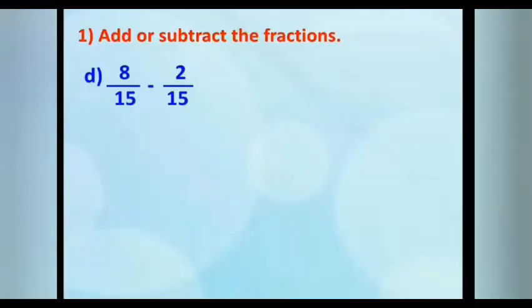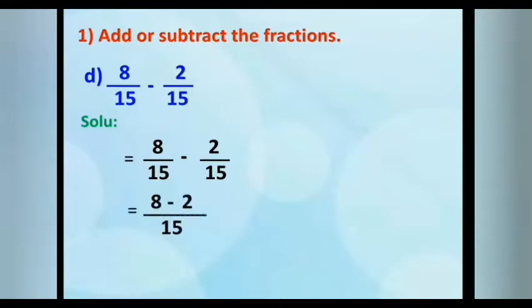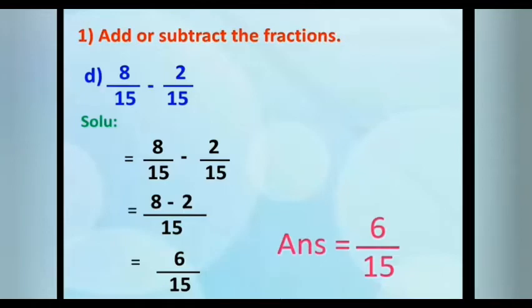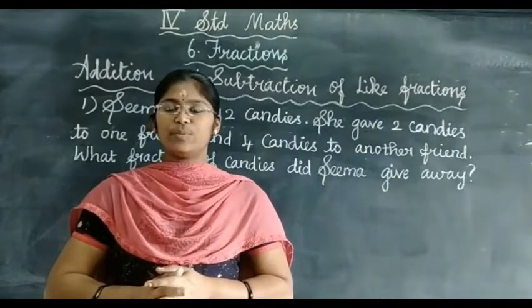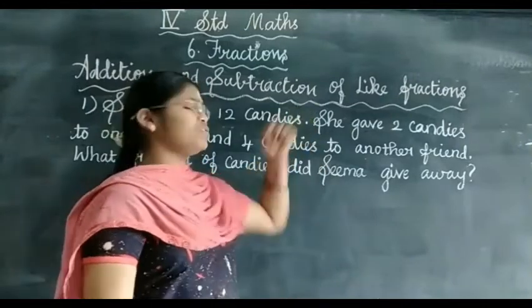The question is 8 by 15 minus 2 by 15. Solution. 8 by 15 minus 2 by 15. Here, the numerators are different and denominators are same. So, we should combine the given fraction. 8 minus 2 divided by 15. 8 minus 2 is 6. 6 by 15. Answer is equal to 6 by 15. Is it clear, children? Now, let's see the word problem of addition and subtraction of like fractions.